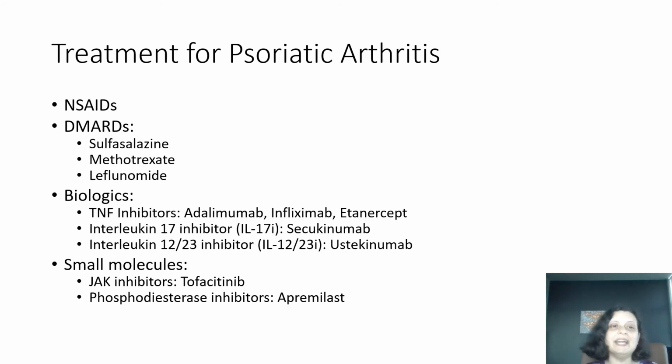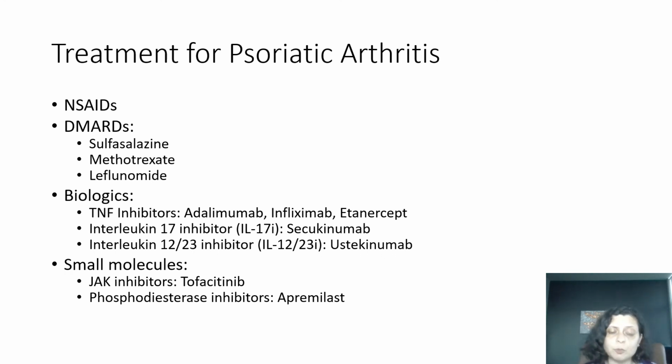Okay, now let's talk about the treatments of psoriatic arthritis. We first start with NSAIDs, that is non-steroidal anti-inflammatory agents like naproxen, meloxicam, Aleve, ibuprofen, and so on and so forth. If that doesn't work, then you could try disease-modifying antirheumatic drugs, also called DMARDs. You can do sulfasalazine, methotrexate, leflunomide.